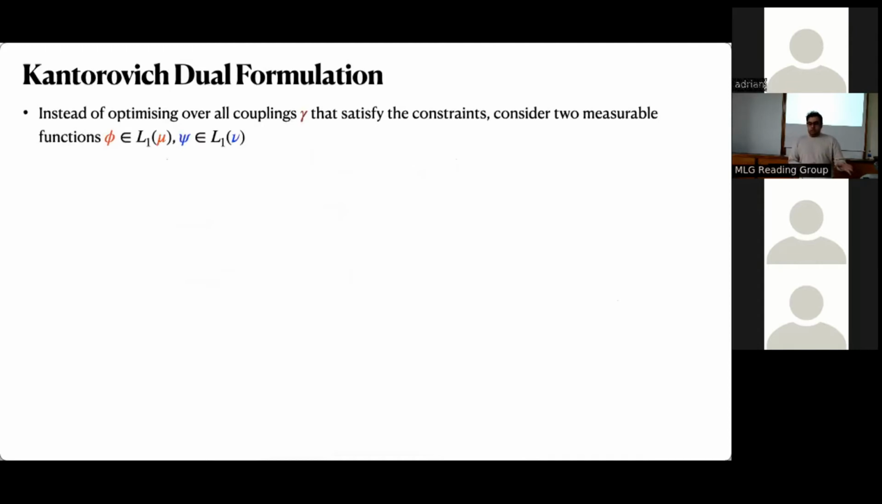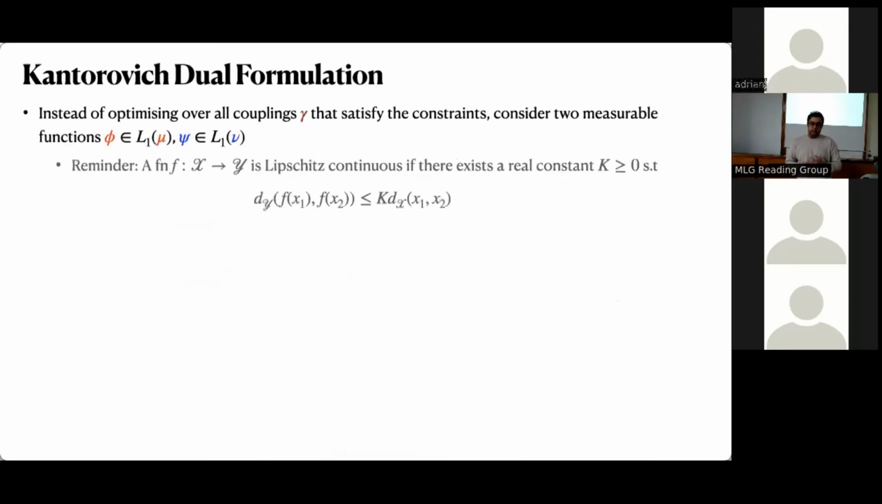And he said that it is possible to do better than that. You could, instead of optimizing over all couplings that satisfy these constraints, consider just two measurable functions, phi and psi, on the source measure and the target measure that are Lipschitz continuous. And what Lipschitz continuity means here is that if there's some constant k that's greater than 0, then a distance on the image of f is upper bounded by k times the distance on the inputs x. So it's just a way of saying that these functions are smooth, the derivative does not change too quickly, and it's a continuous function.